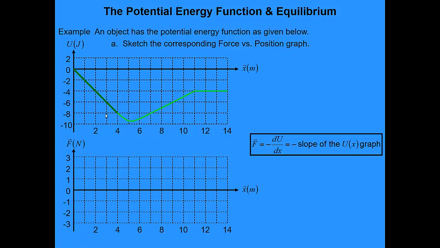Slopes are rise over run. So what's the rise here? -8 joules. And the run is 4 meters. So the slope is -2 newtons. But that's the slope. The force is the opposite of that. Be careful. So for the first 4 meters that the object travels, the force acting on it is not -2, it's +2.